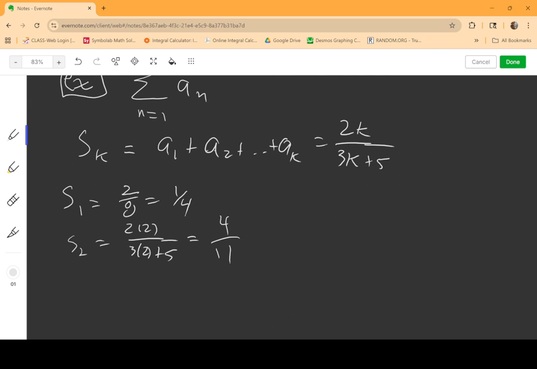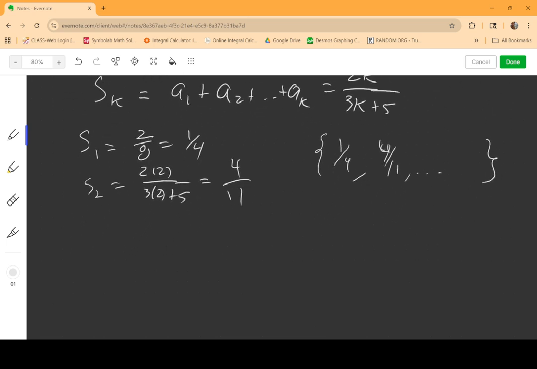And so on. The idea here is that we create this sequence of partial sums, where this is 1/4, 4/11, etc. This is different than the sequence of a sub n, which contains a1, a2, a3, etc. Whereas for the S sub k's, S1 is simply a1, S2 is a1 plus a2, and S3 would be a1 plus a2 plus a3, etc. So let's distinguish between both of those quantities.